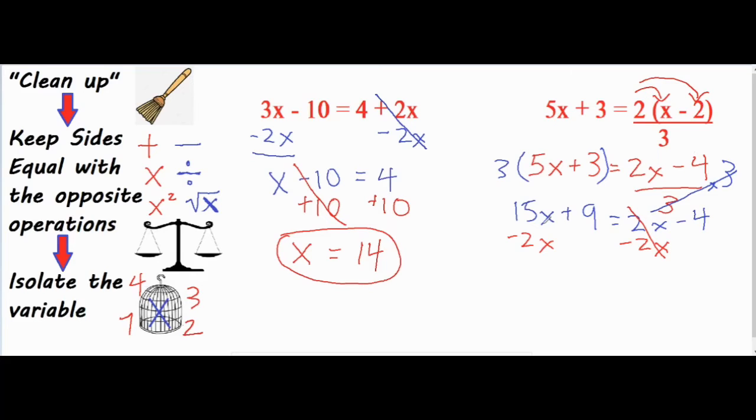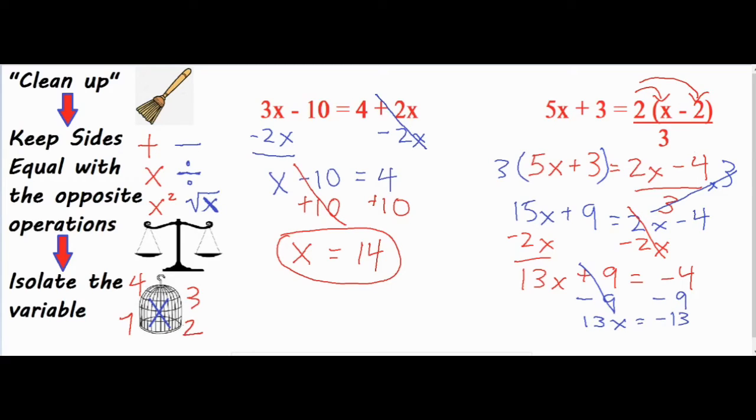Okay, so this cancels out. We got 15x minus 2x, which is 13x. We still have our plus 9, and we still have a negative 4 over here. So we're going to finish off by doing two more things. We're going to subtract the 9 because we're adding the 9, so that's the opposite. That would leave me with 13x equal to negative 13.